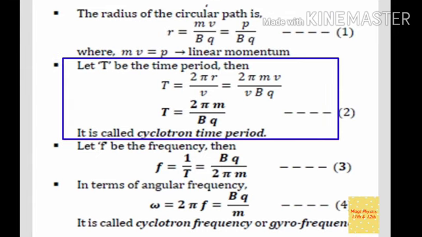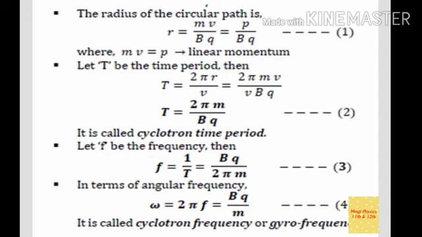Let us imagine T be the time period taken by the charged particle to complete one circular motion. Which can be written by the equation T is equal to 2 pi r by v, which is equal to 2 pi mv divided by vBq. Then T is equal to 2 pi m by Bq. This equation is called the cyclotron time period.